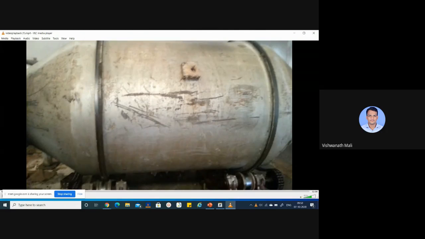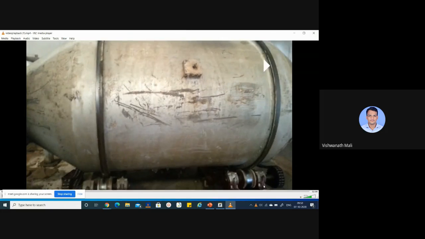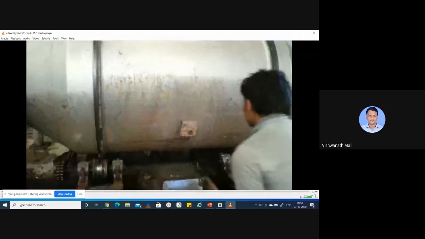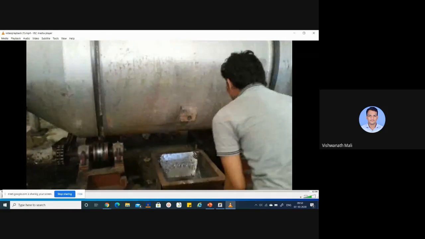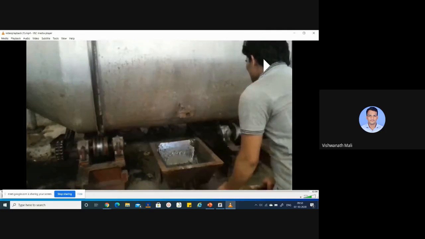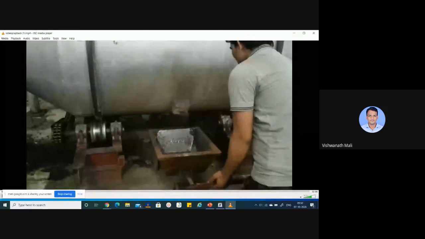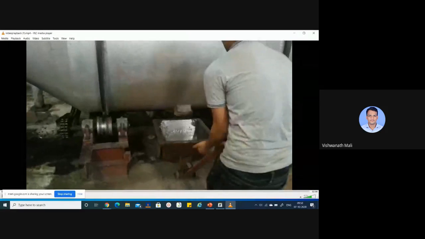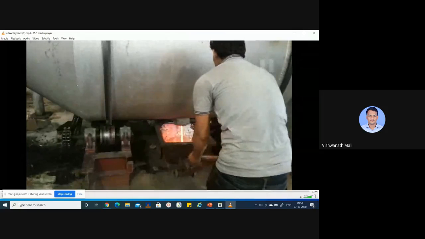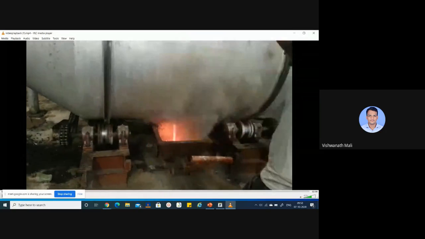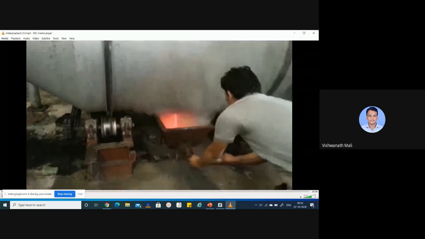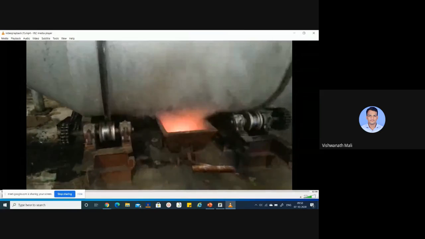How is it rotating? With the help of the rollers. Here are the rollers. Now see, they have opened this tapping, and once it comes to this position, they will stop this rotating furnace and get the molten metal. Here you are getting the molten metal. We will stop our rotary furnace.